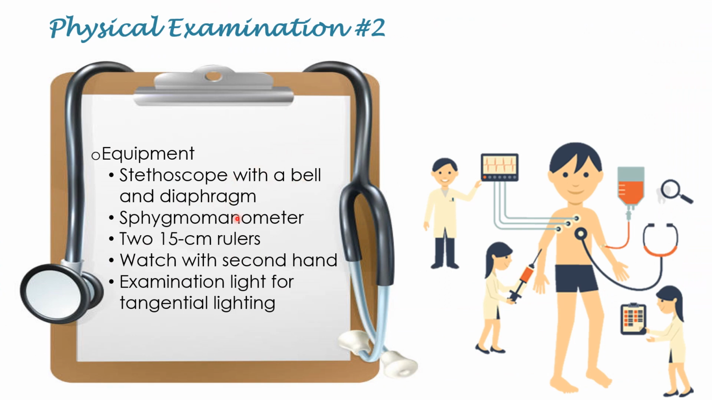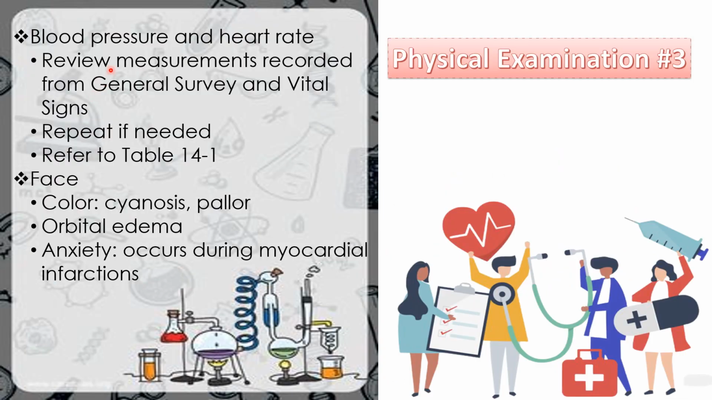For the equipment, you need the following: the stethoscope with bell and diaphragm, sphygmomanometer, two 15 cm rulers, a watch with second hand, and an examination light for tangential lighting. For the blood pressure and heart rate, you have to review measurements recorded from the general survey and vital signs. You have to repeat if needed, and then refer to table 14.1 in your book.